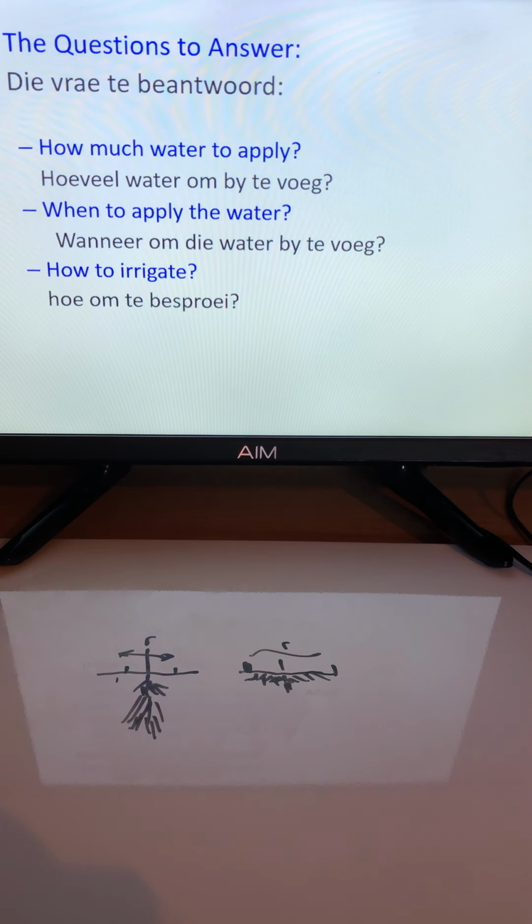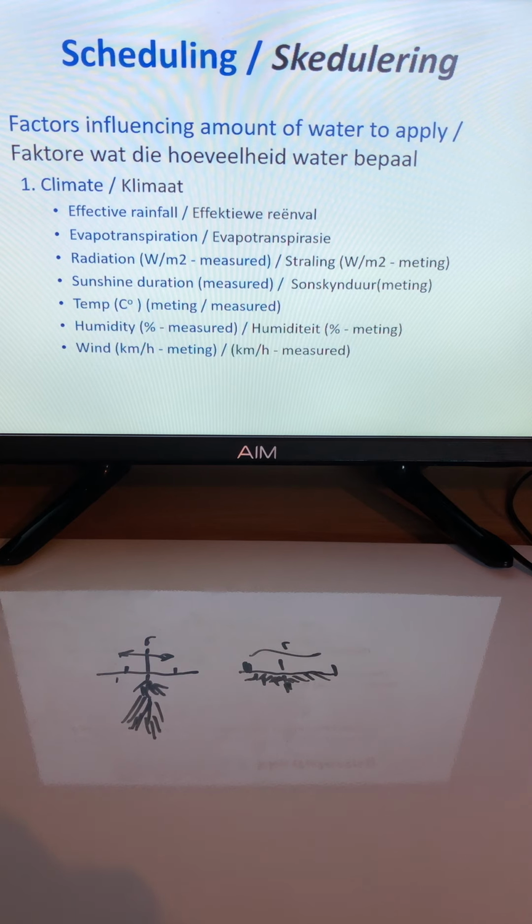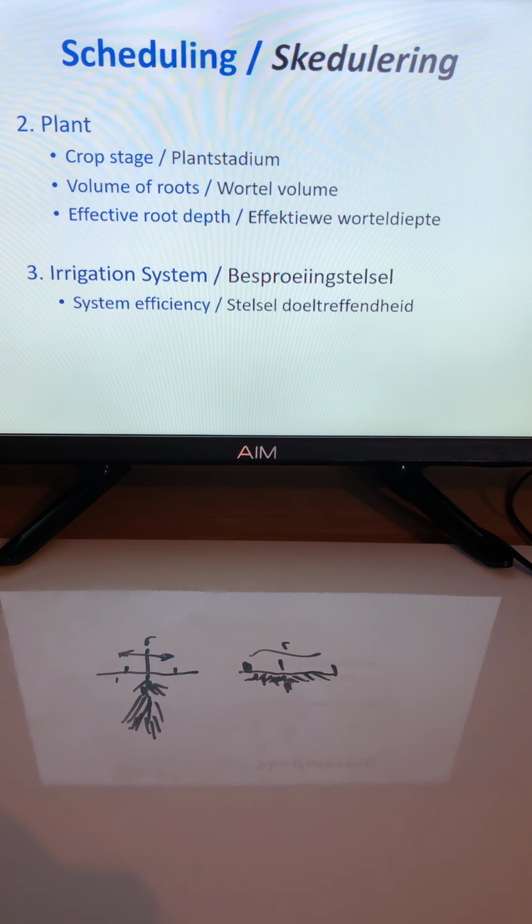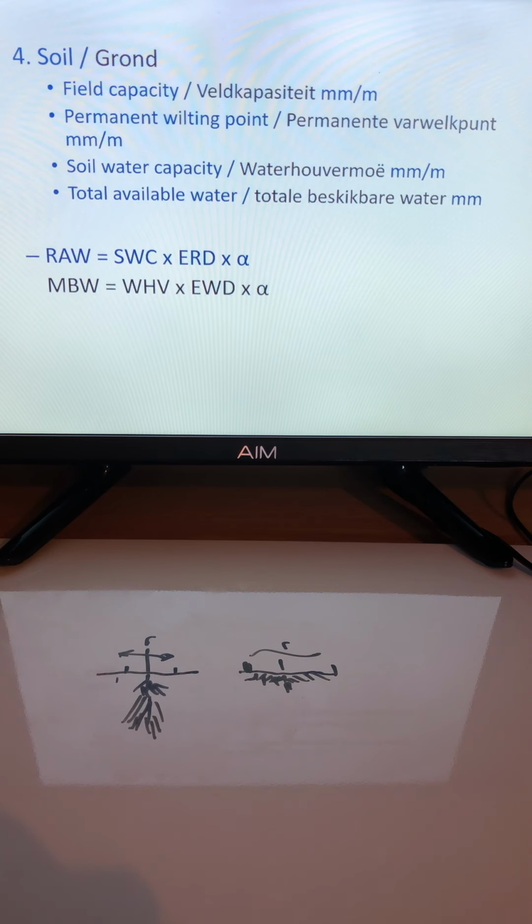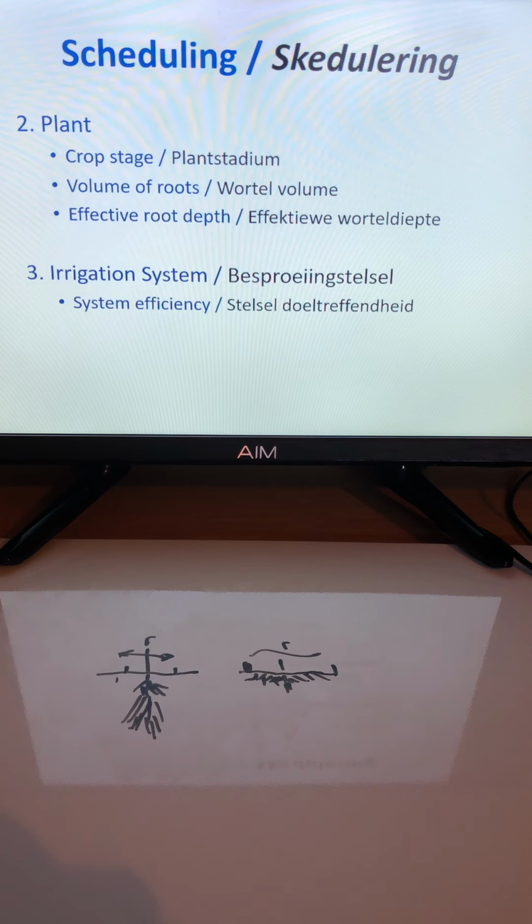So that leads to the question, how much water should you apply? When do you apply it, and how do you apply it? So when we're looking at scheduling, there are four main factors influencing the amount of water to apply. Firstly, it's the climate, then it's your plant, your irrigation system, and then lastly, your soil.